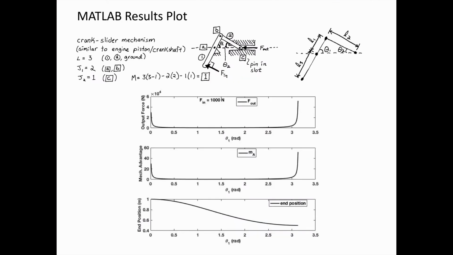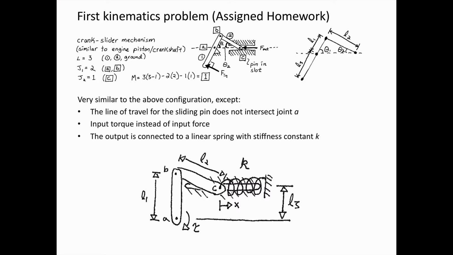This is the output of that MATLAB code, and we can see some very nonlinear behavior. The top plot shows output force, the middle the mechanical advantage, and then the bottom the end position, all as a function of theta 1. And we can see that the first 2 plots, the force and mechanical advantage, are relatively small and flat for most positions. But then as we get to the extremes of theta 1, we have a very large increase in both cases.